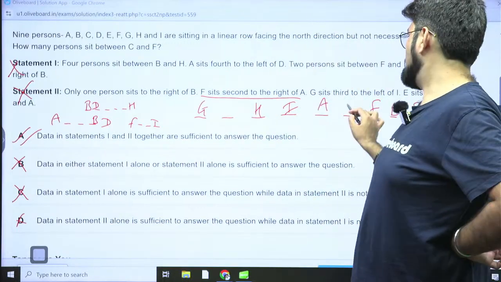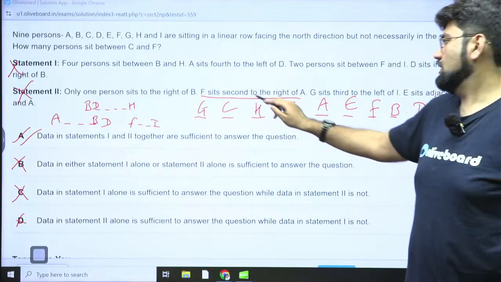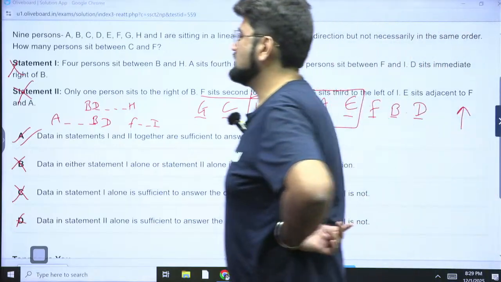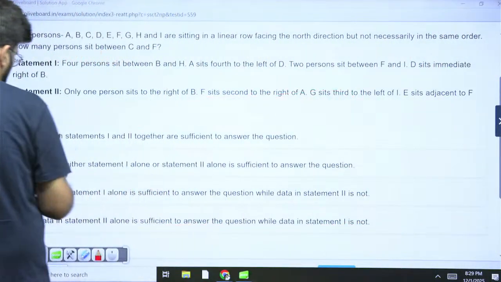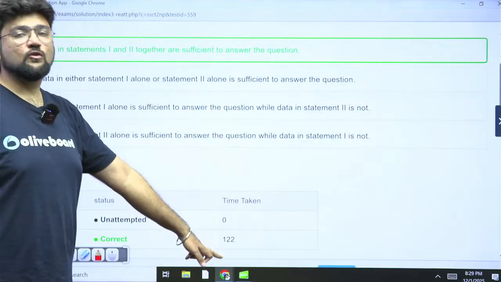E sits adjacent to F, so E is here. So we have C left, which is here. Now we can find out how many people are between F and C. There are 4 people. But you did not need to solve this. That's the only thing you need to understand in data sufficiency. Majority of your questions you will be able to solve without solving. You could have saved a lot of time.